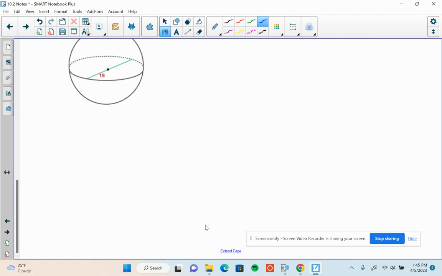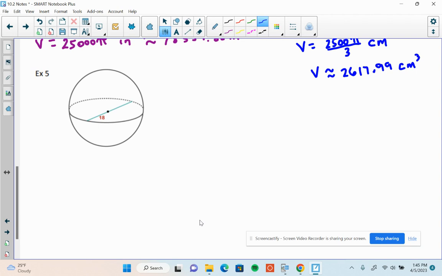this last example 5. Let me go up just a little bit. So I want you to make sure that as you're looking at your notes, you recognize that this segment goes all the way across. So I'm going to assume that the 18 represents the diameter. See that little 18 right there? That's the diameter. So if the diameter is 18, that would mean the radius is half of that, so it's 9. Okay? If they had meant that the radius was 18, they would have stopped that segment at the center of the sphere. So on this sphere, the radius is 9.